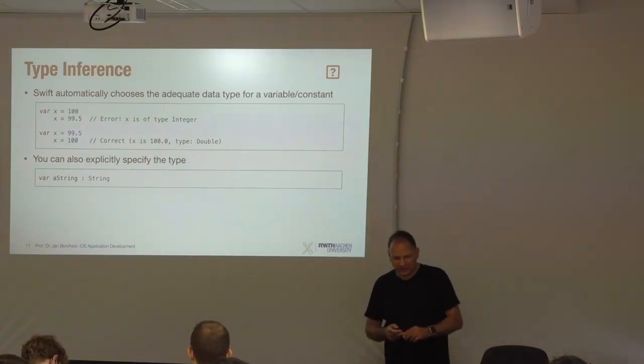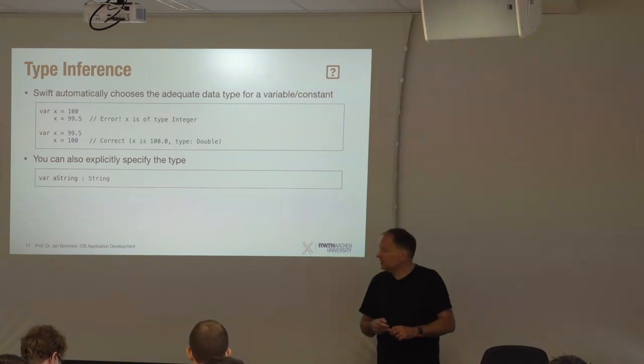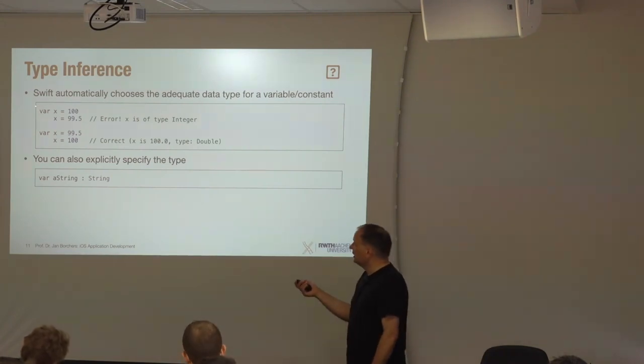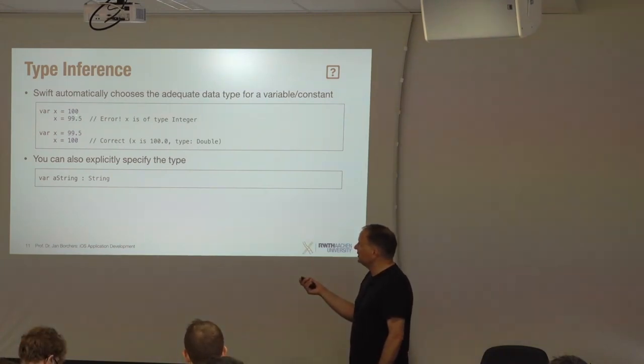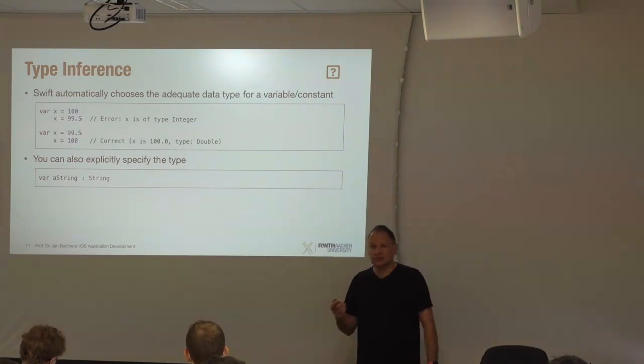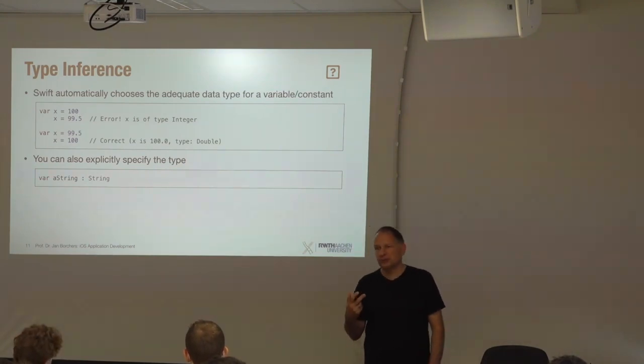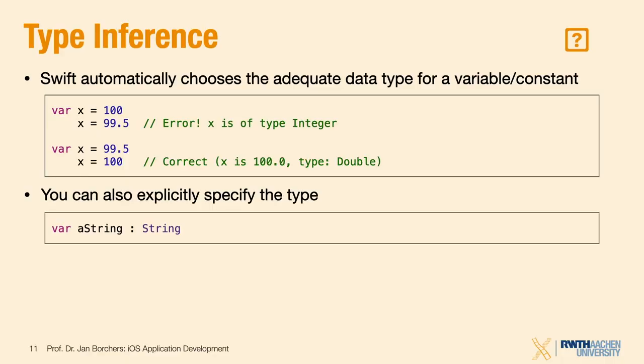The second case is, for example, in this case up here, I really want x to be a double, but I want to initialize it to 100. Well, I could write 100.0, which is kind of a little bit of a hack, or I could say var x: Double equals 100, and then the explicitly declared type, of course, takes precedence.